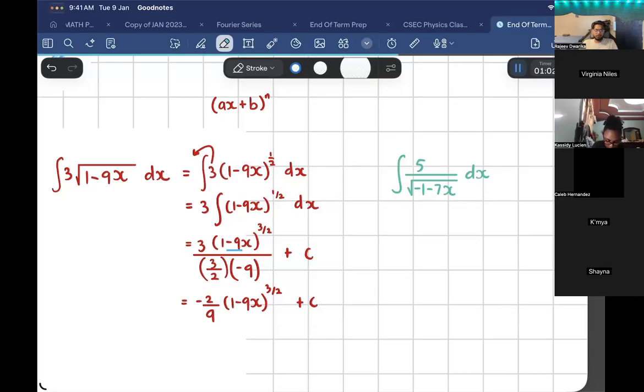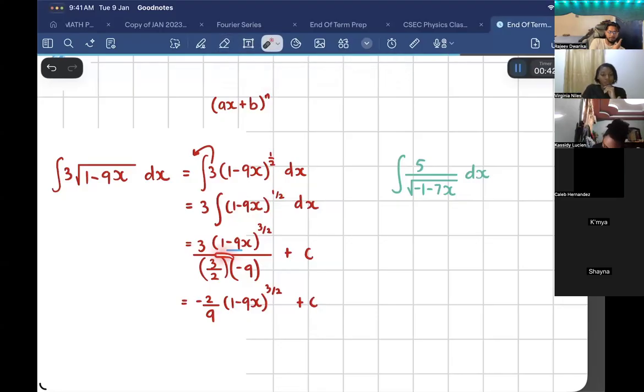So I have a question. When you're multiplying by the constant at the end, do you just multiply the numerator, or is it the whole fraction? Wait, so you're talking about this? Yeah, when you're multiplying the 3 by that. It was the whole thing. It's 3 over here? Yeah.